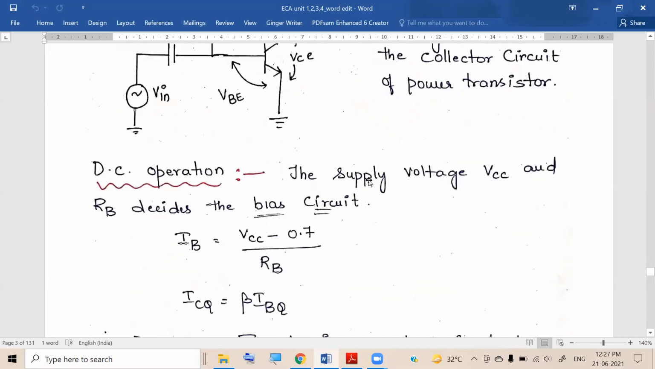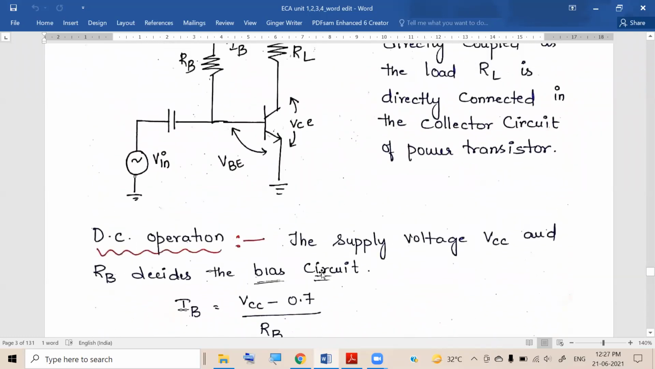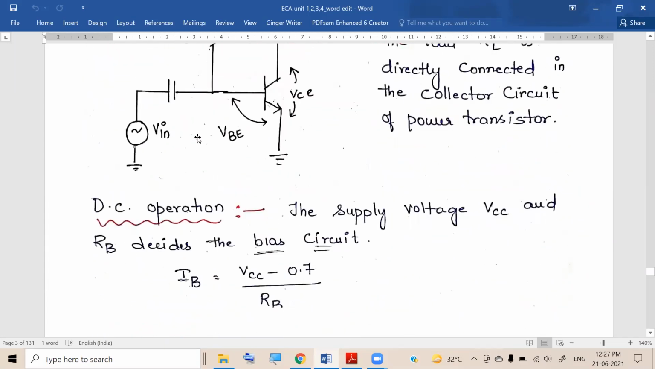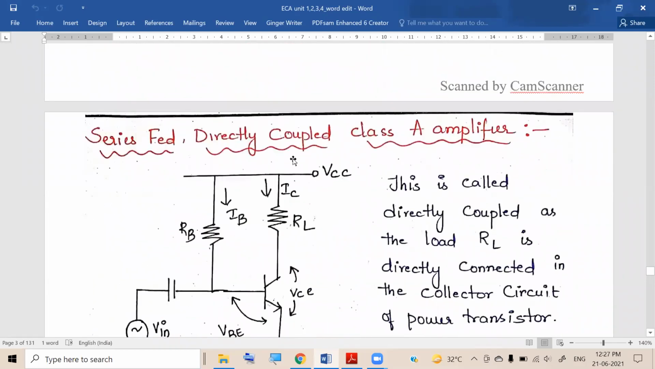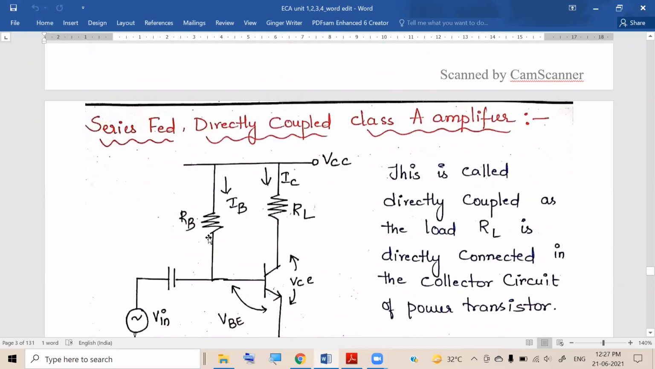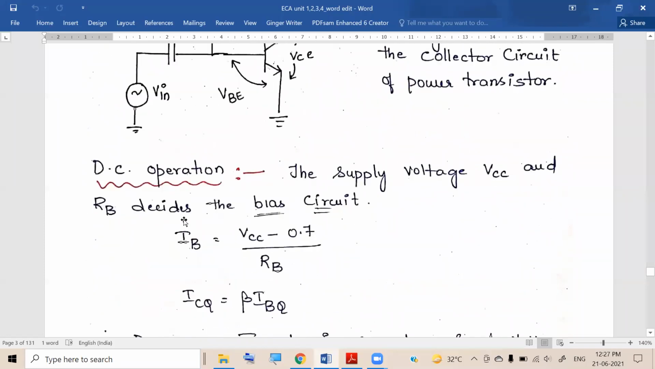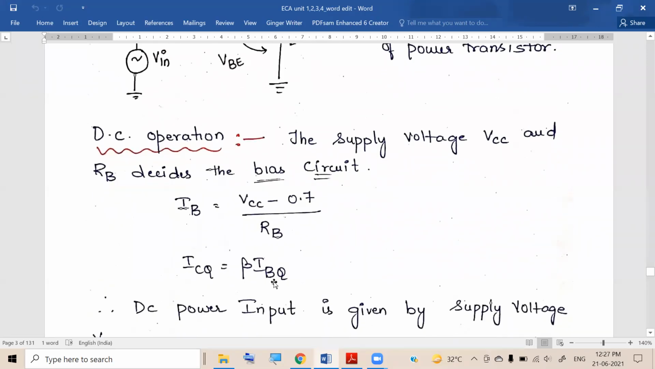Anyway, we have also seen how we are fixing the operating point. First, we are fixing IB by using RB. IB is equal to VCC minus VBE by RB. VBE is 0.7, so VCC minus 0.7 by RB gives IB. VCC is constant, right? So just by fixing RB, we will fix IB, by choosing the value of RB. Initially, we will choose the VCC value. Then we will choose the RB value to get IB. Once we fix IB, automatically IC is fixed. Beta IB is the relation.